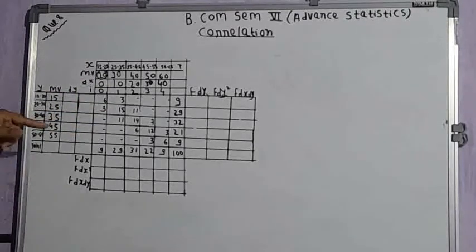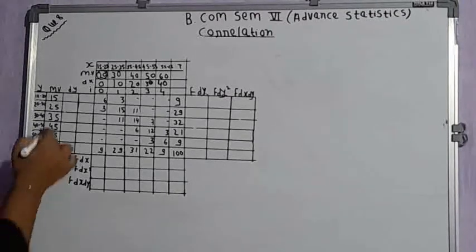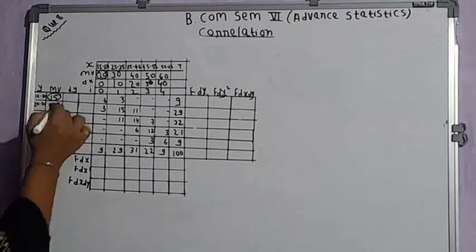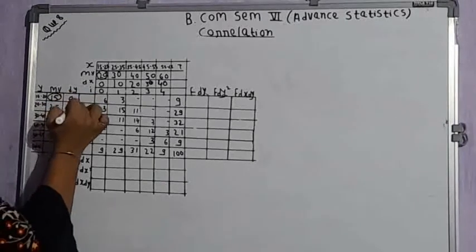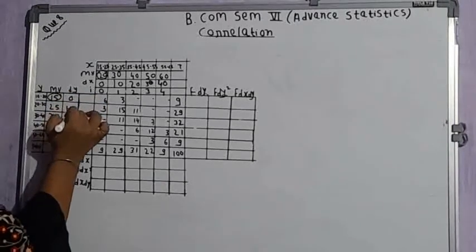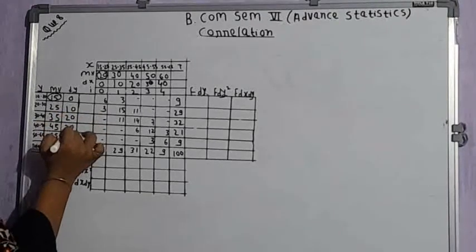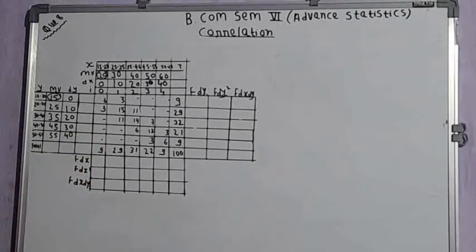Now what we have to do? We have to calculate dy. How do we calculate dy? We have to take the smallest number as the assumed mean. What is the smallest number over here? 15. Then we have to apply the formula, that is y minus assumed mean. So what is the value of y? 15. What is the value of assumed mean? 15. 15 minus 15, 0. 25 minus 15, 10. 35 minus 15, 20. 45 minus 15, 30. 55 minus 15, 40. So this way we have calculated dy.